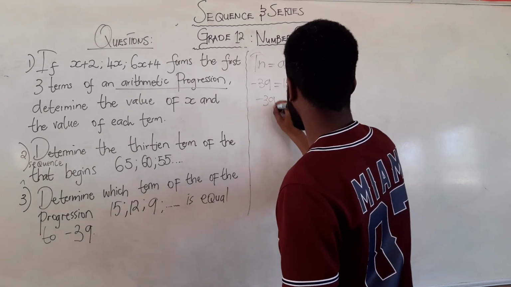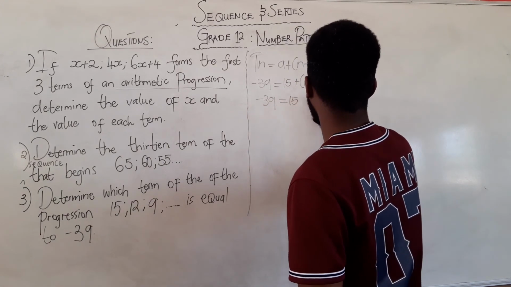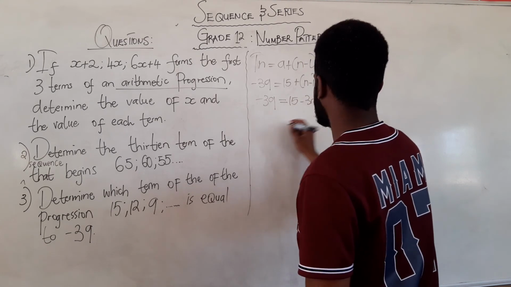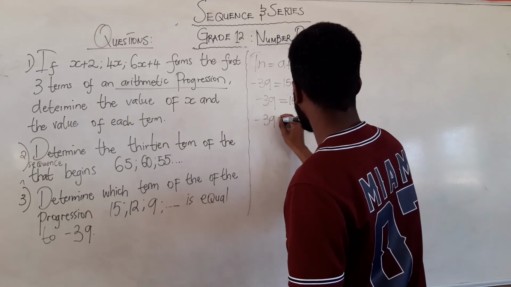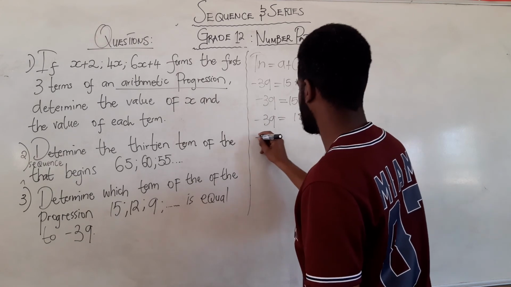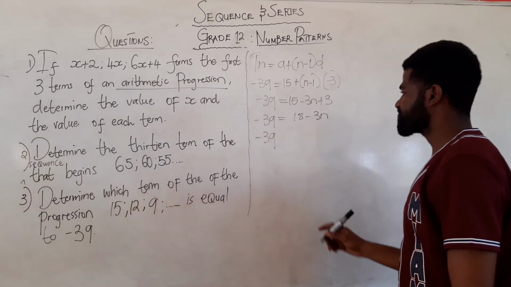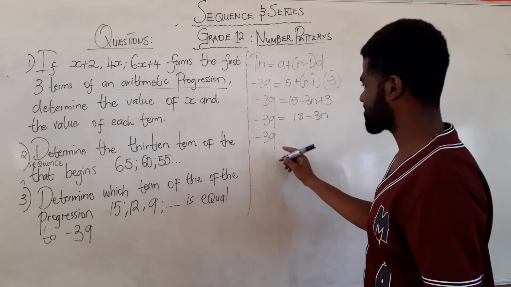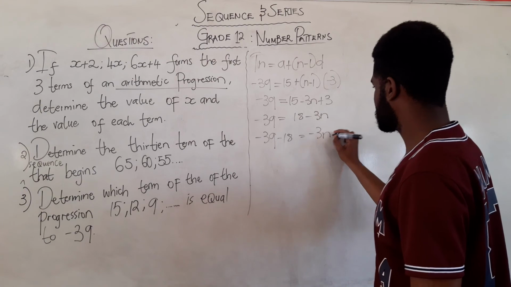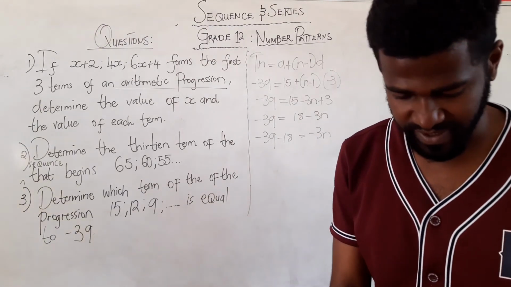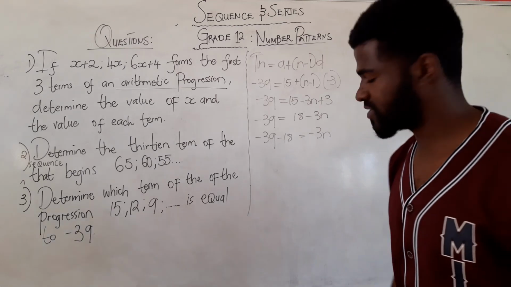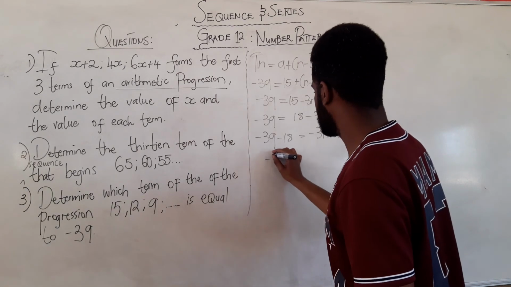Therefore, negative 39 is equal to 15 plus n minus 1 into negative 3. Negative 3 times n is minus 3n. Negative 3 times negative 1 is positive 3. Negative 39 is equal to 15 plus 3, which is 18, minus 3n. We transpose 18 to the other side, collecting like terms. It's going to be negative 39 minus 18 is equal to minus 3n.